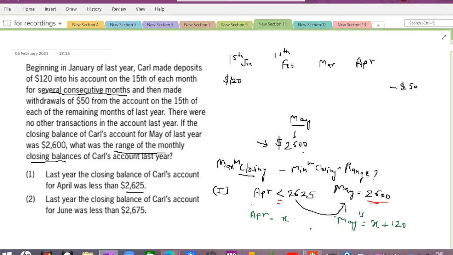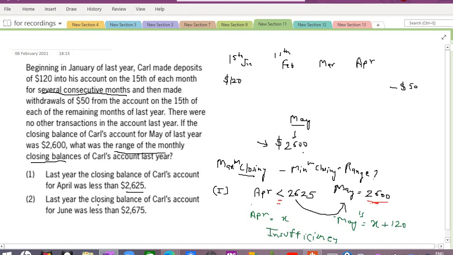Now I understand. The question is not the range up to May. It's across the year, right? So that's the reason the statement is insufficient, because we don't know to what extent he deposited and when he actually started withdrawing the amount. That's the reason this is not enough.